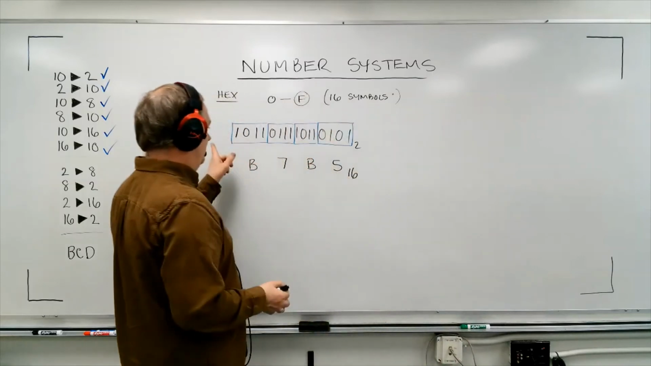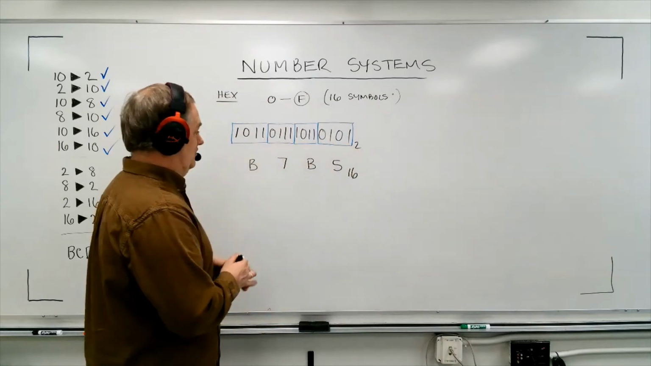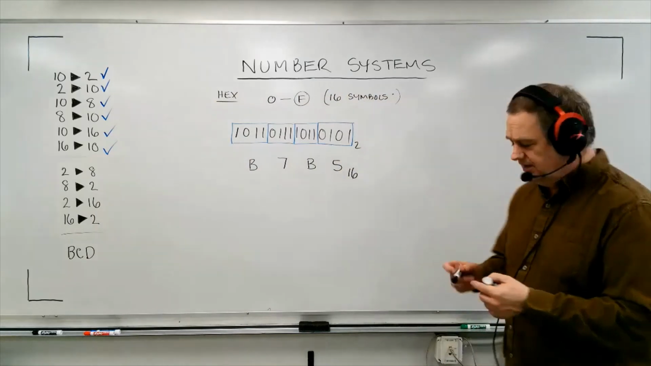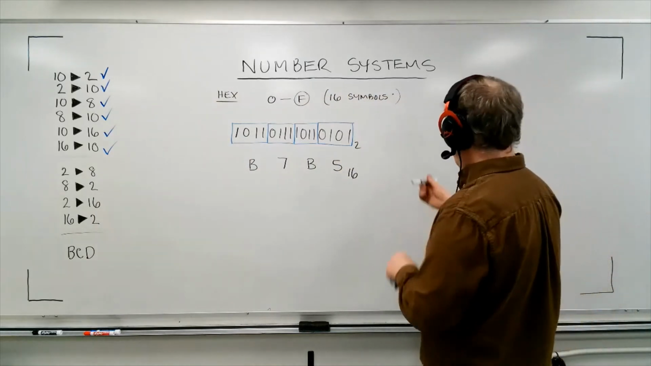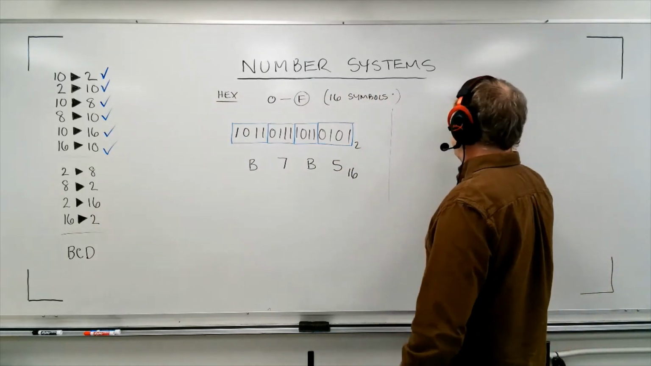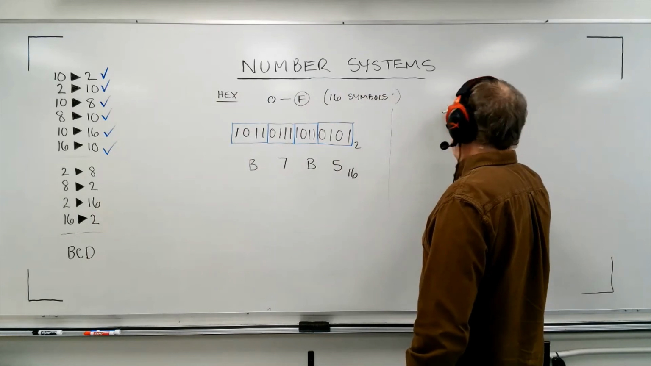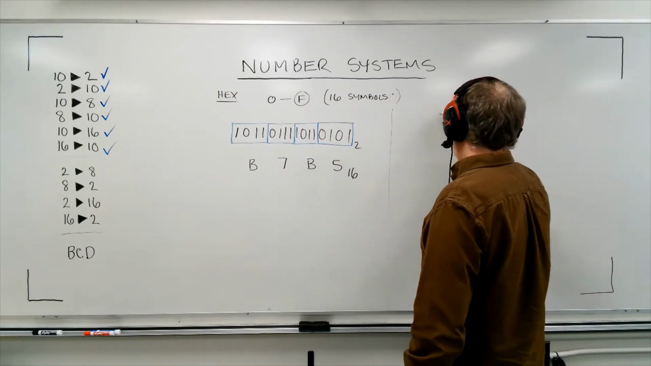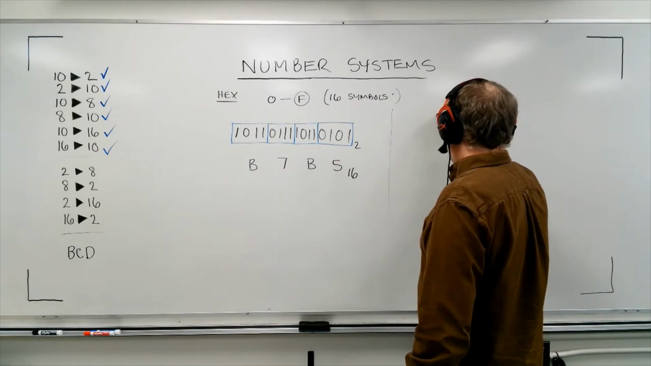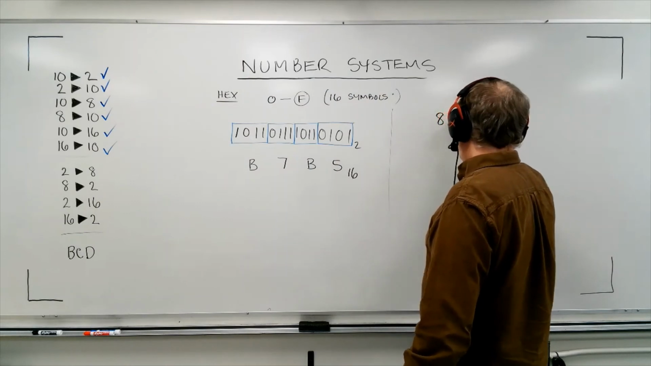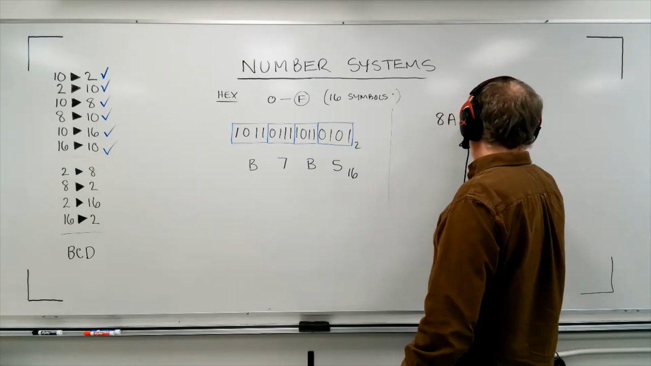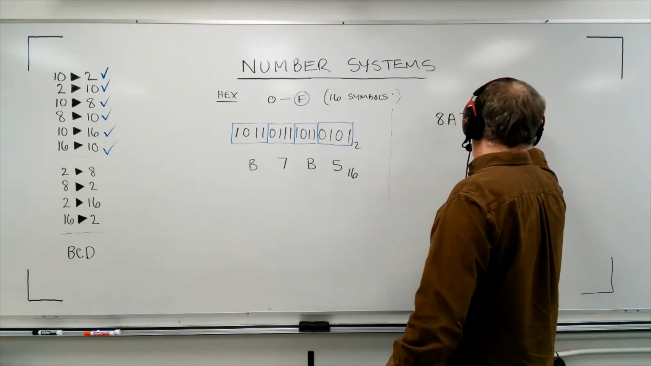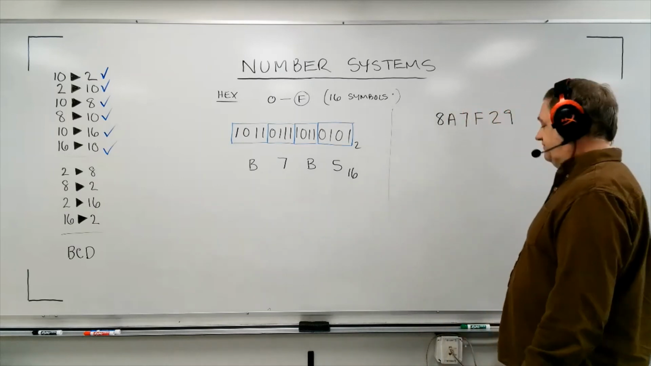But the numbers themselves are actually huge strings of data. Now, let me just show you this one. I'm going to make one up on the fly here. This is going to be my hex number. I'm going to make it 8 A 7 F 2 9.